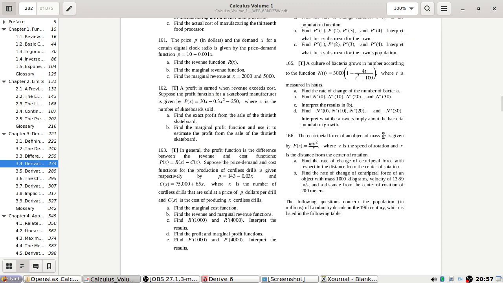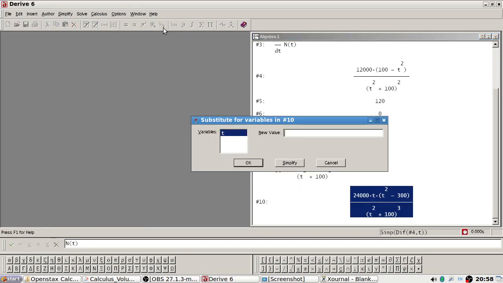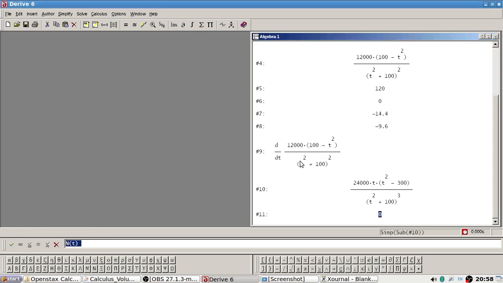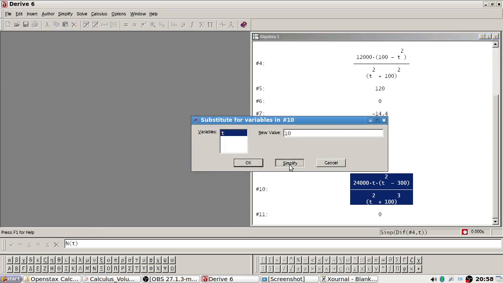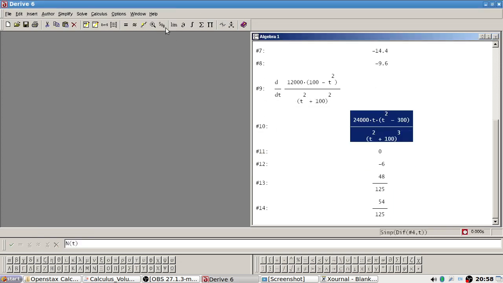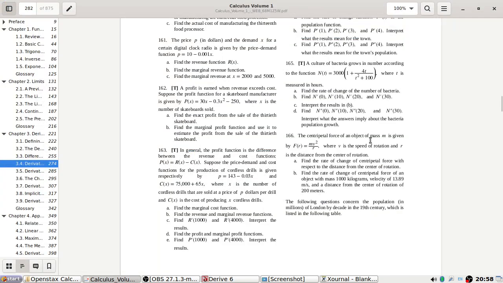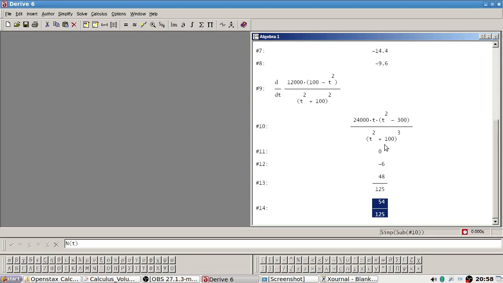Find the second derivatives. Okay, so let's differentiate again, and then substitute in 0, 10, 20, 30, 40. Interesting. So it goes negative, then positive. That means the rate of growth is falling initially, but then picks back up again.